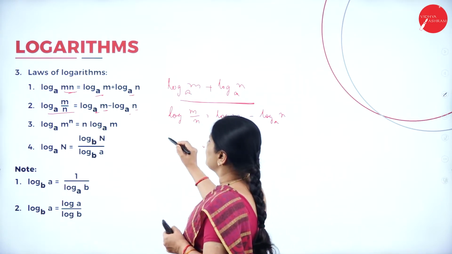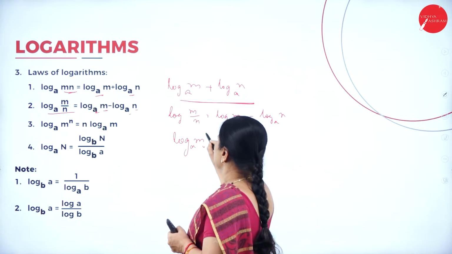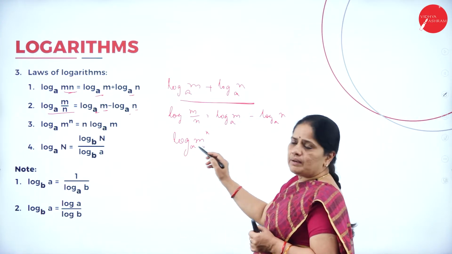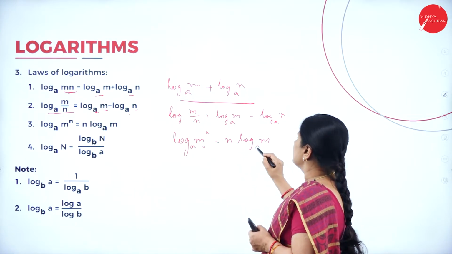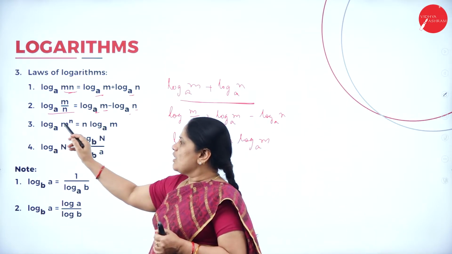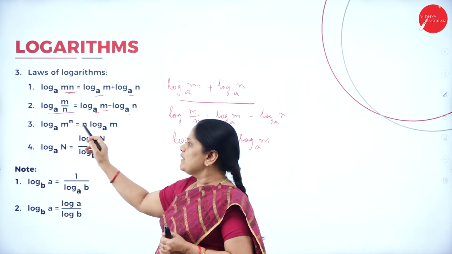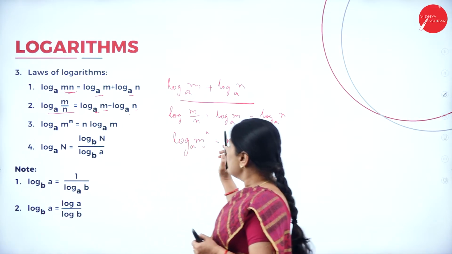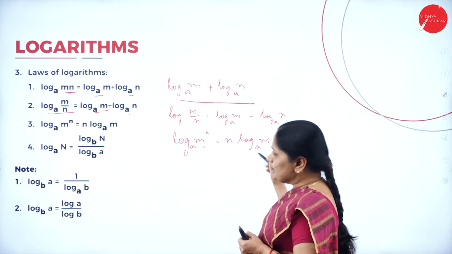Now the third law is the power of the log. Suppose it is log of m to the power n to the base a. This will be equal to n log m to the base a. So if there is a log of any number which is raised to a power, then that power can be multiplied into the log of that number. So log m to the power n to the base a will be n log m to the base a.